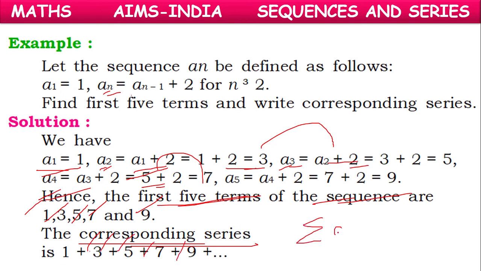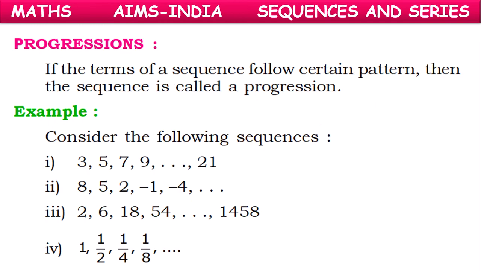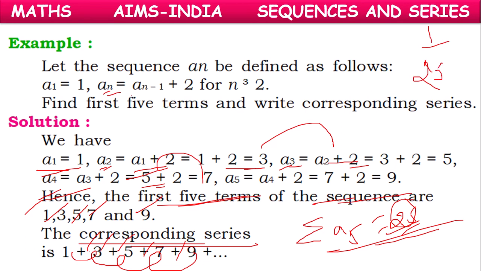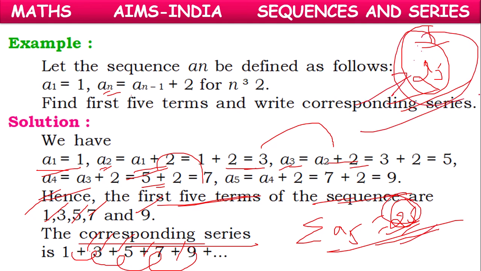The corresponding sum is sigma of A5, which is equal to 1 plus 3, 4, plus 5, 9, plus 7, 16, plus 9, 25. We have got 25. This is the sum of the arithmetic series. If they ask for the sum of the harmonic series, it will be 1 by 25. So first we have to find the sum of the arithmetic series, then take the reciprocal of it. Then it will become the sum of the harmonic series.